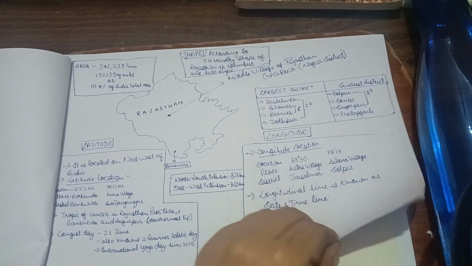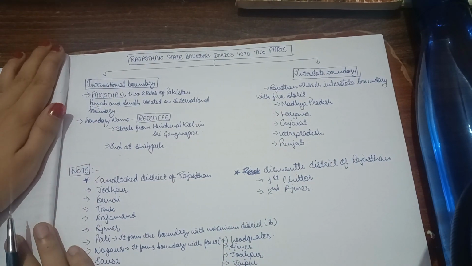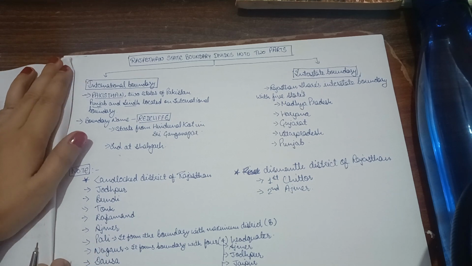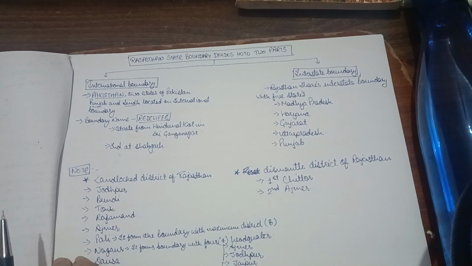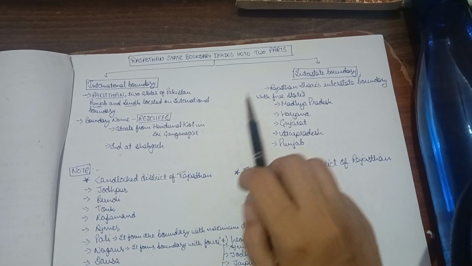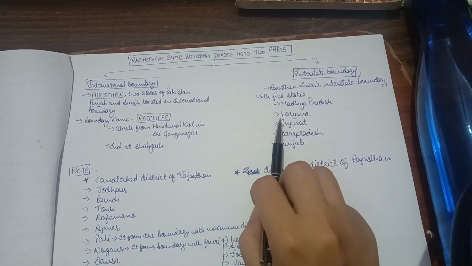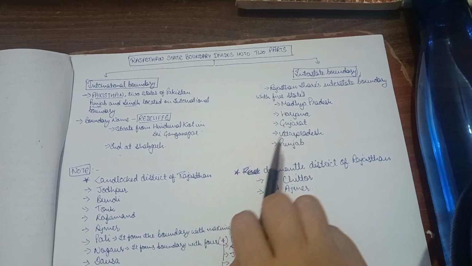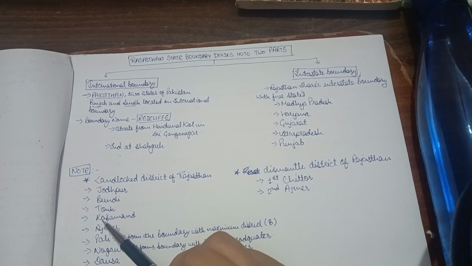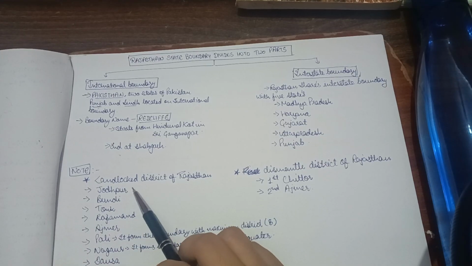Now we will come to the boundaries. The Rajasthan state boundary is divided into two parts: the international boundary and the interstate boundary. Rajasthan shares one international boundary with Pakistan. That boundary name is Radcliffe, which starts from Hindumalkot in Sri Ganganagar and ends at Barmer. Now the interstate boundaries. Rajasthan shares interstate boundary with 5 states: Madhya Pradesh, Haryana, Gujarat, Uttar Pradesh, and Punjab.